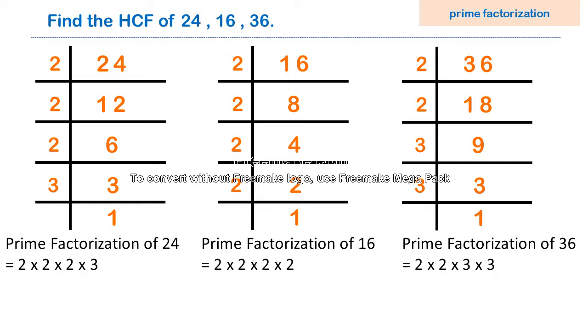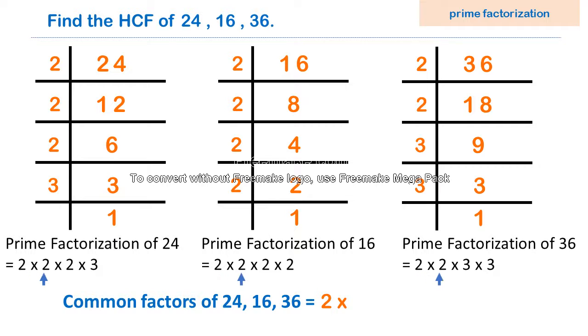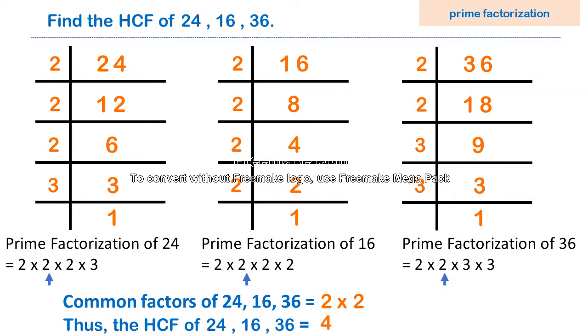Then we find the common factors. So the common factors of 24, 16 and 36 are 2 multiplied by 2. Then we find the highest common factor. So the highest common factor of 24, 16 and 36 is equal to 4. Hope you understand how to find the HCF by the prime factorization method.